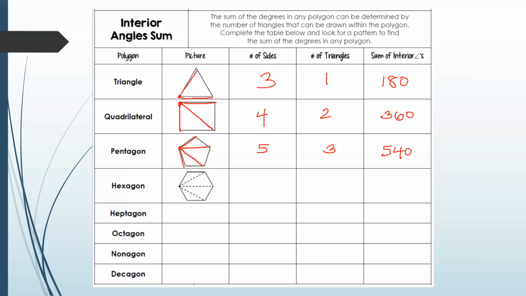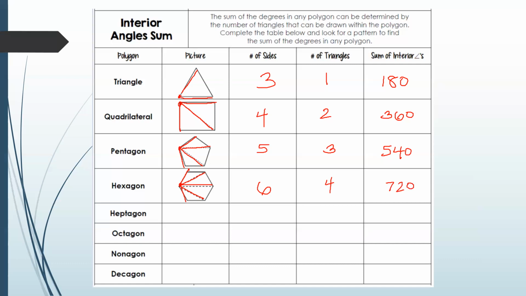Let's look at a hexagon. A hexagon has 6 sides. Pick 1 vertex and connect it to the other vertices. How many triangles are there? There's 4. And the sum of the interior angles is 720.